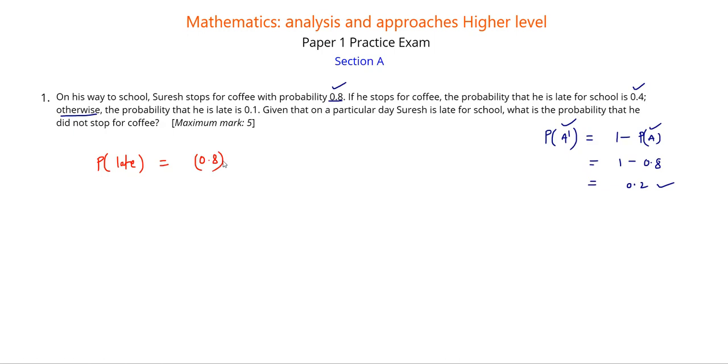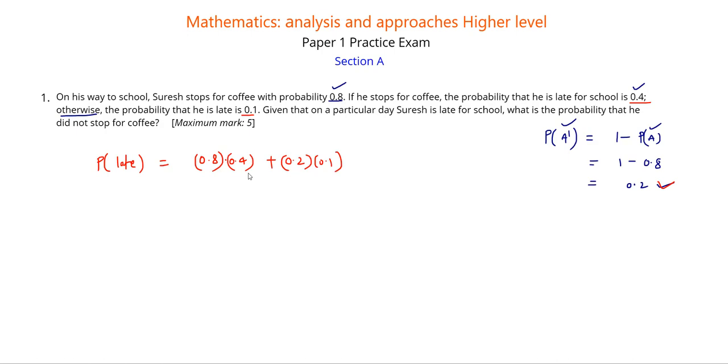He stops for coffee. This is conditional probability, everyone. The probability he stops for coffee is 0.8. Provided he stops for coffee, the probability that he is late for school is 0.4. Plus the second case, the probability that he is not stopping for coffee is 0.2. We calculated here, if he is not stopping for coffee, then the probability that he is late is 0.1.